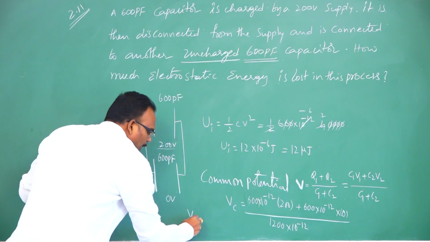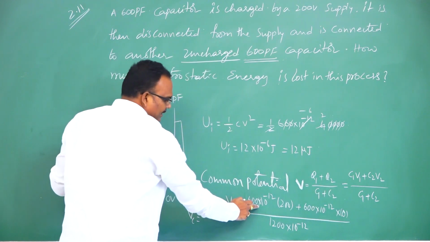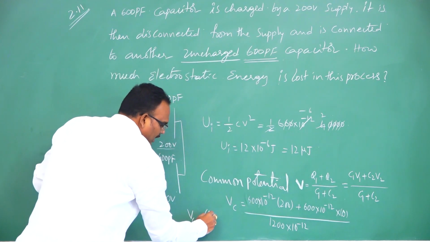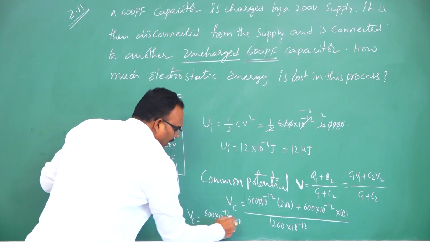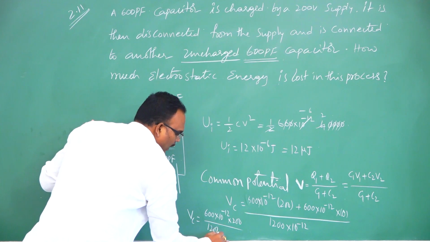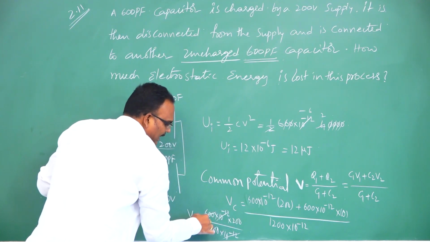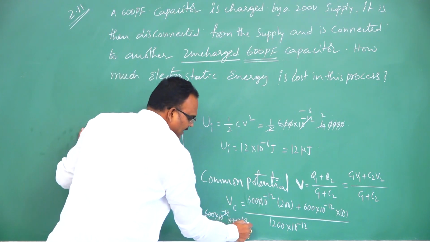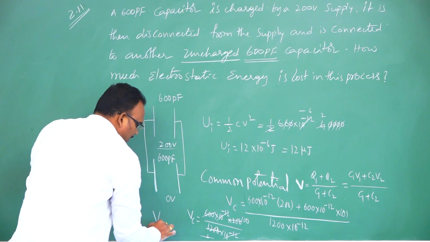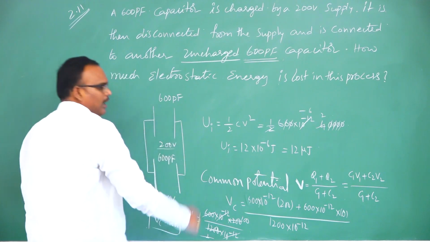So common potential, I will get, this term is 0 and this term is left for me. So that is 600 into 10 to the power of minus 12 into 200 divided by 1200 into 10 to the power of minus 12. Minus 12 cancels. 600 cancels this one 2 times. 200 cancels this one 100 times. That means common potential is 100 volt.